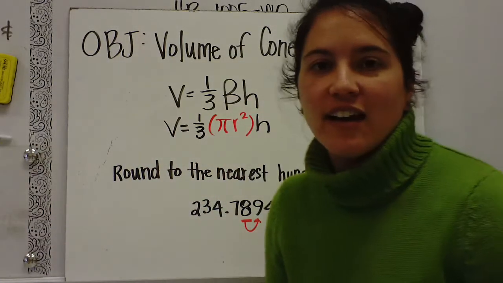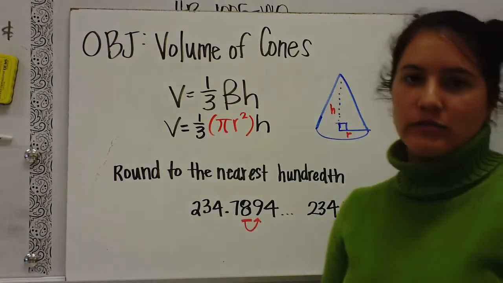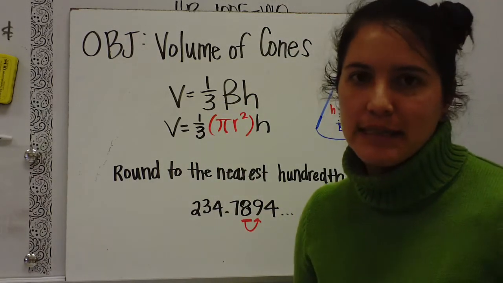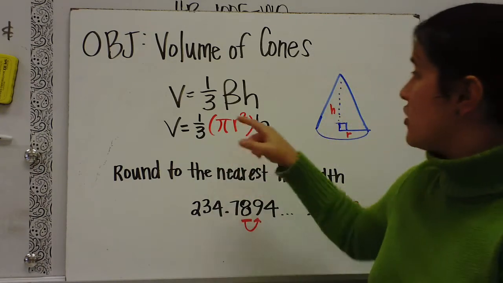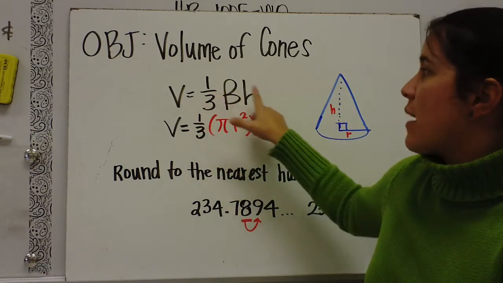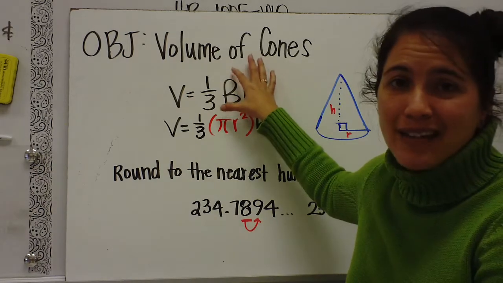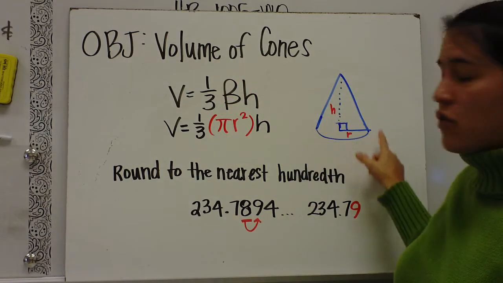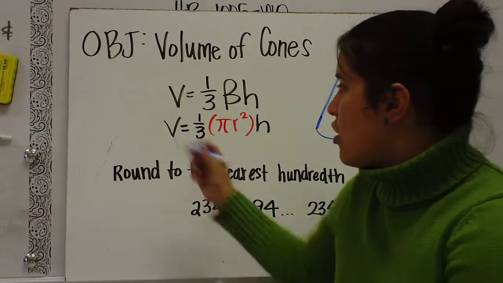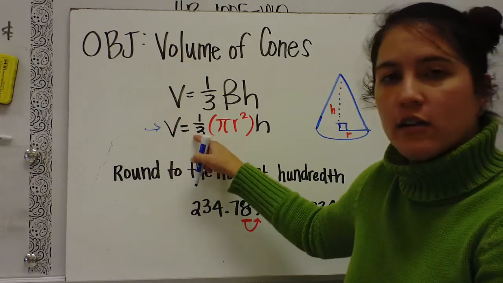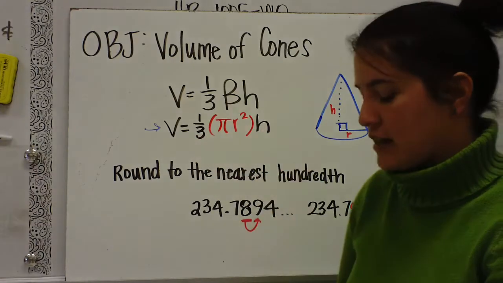So today's lesson is on volume of cones. We worked with volumes of prisms and cylinders and a cone. So here's the formula. Volume of a cone is 1/3 times capital B H. Capital B is the base area. So if we're talking about a circle on a cone, pi r squared. So here is the whole formula: 1/3 pi r squared times the height.